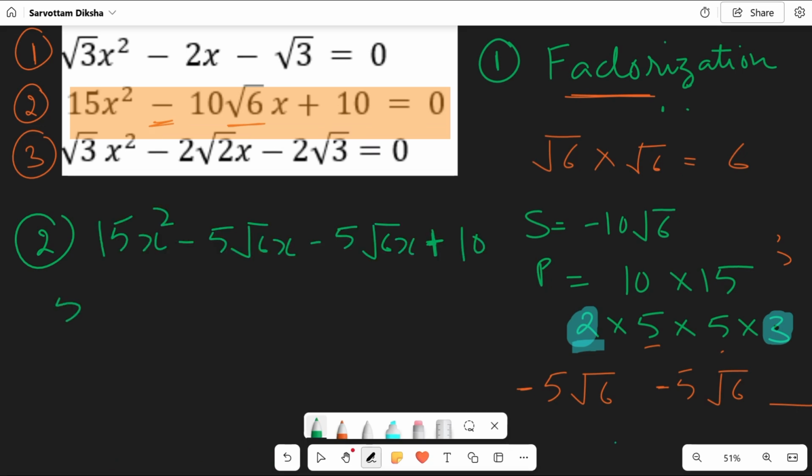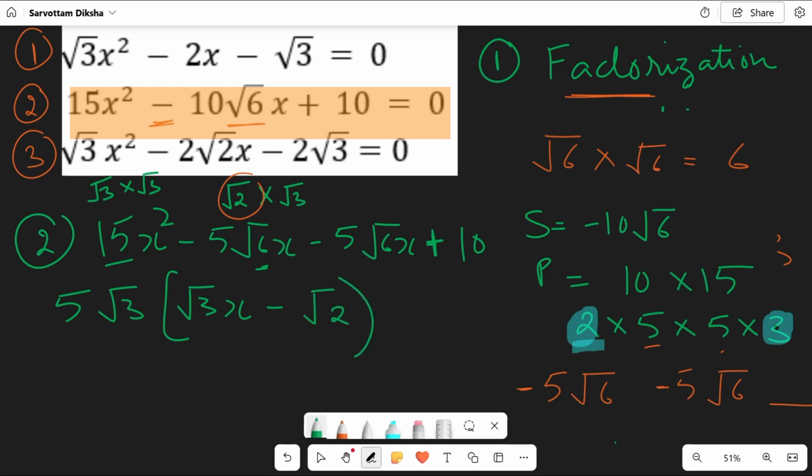Here 5 will come out. And what is left here? 3. And 3 I can write as root 3 into root 3. This root 6 I can write as root 2 into root 3. So I will take root 3 also out. Root 3. And what is left now? Root 3x minus. Only this 2 is left now. So I have root 2. Now here what will I take out? I will take here 5 root 2 out.